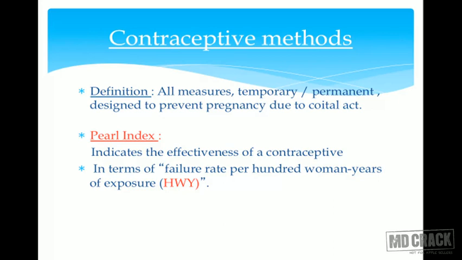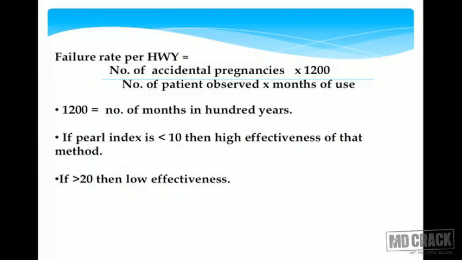The effectiveness of that particular contraceptive method is measured by Pearl Index. Pearl Index is always expressed in terms of per 100 woman years. So how is this calculated? There is a formula for the failure rate of that particular contraceptive per 100 woman years.